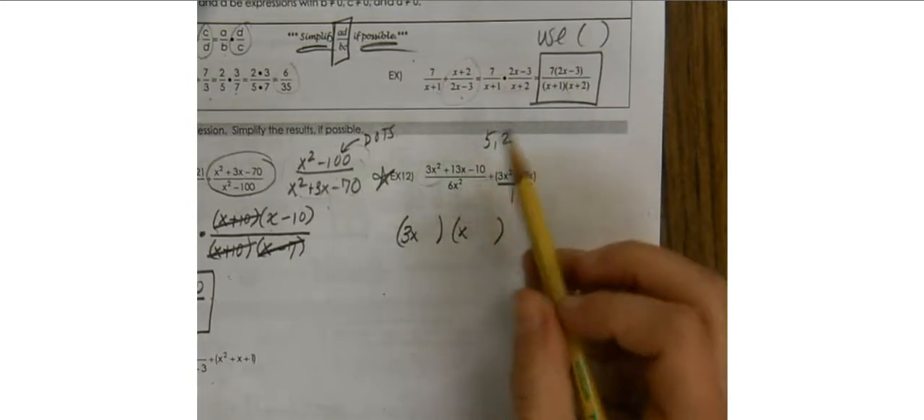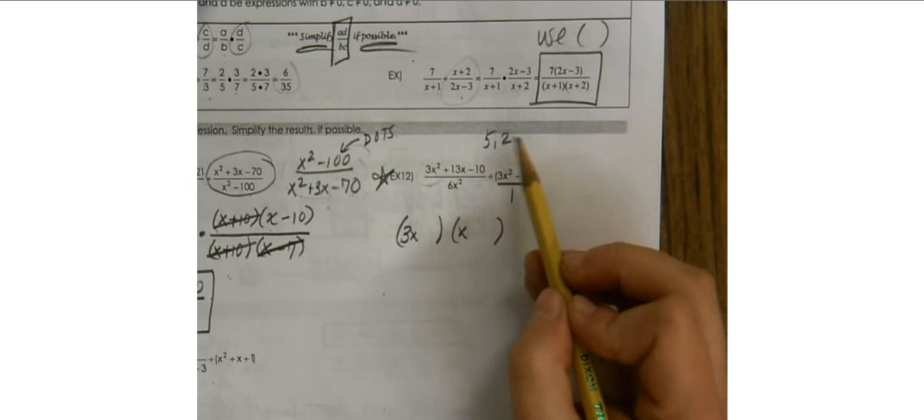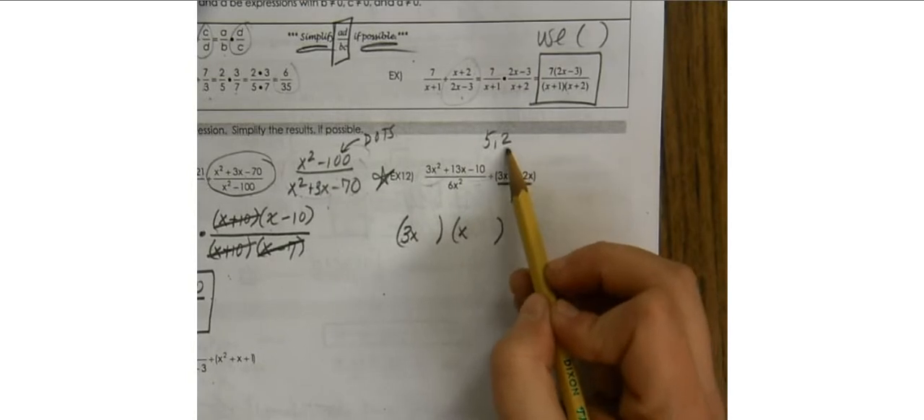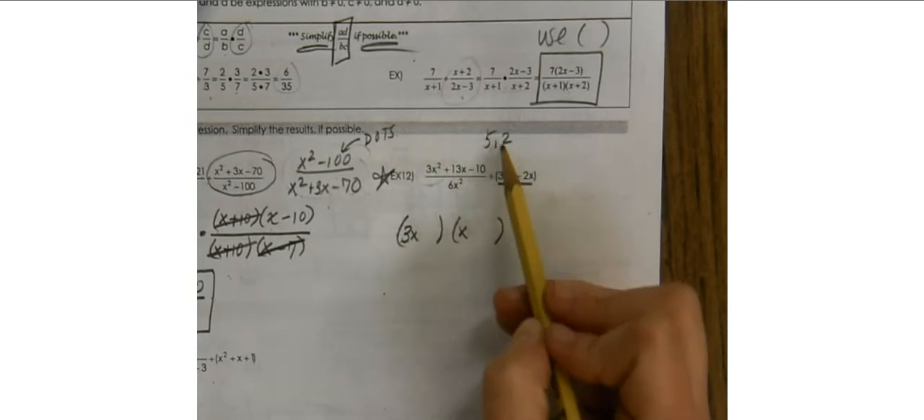I'm going to break apart the 3x squared into a 3x and an x. And I'm going to figure out what factors of 10 working with the factors of 3 can give me a 13x. Now, whenever I think of 10, I always think of 5 and 2. So I'm going to work with those numbers, and I know that 3 times 5 is 15, and 3 times 2 is 6. So I'm going to try the 3 times 5 first, because that's going to get me a 15.